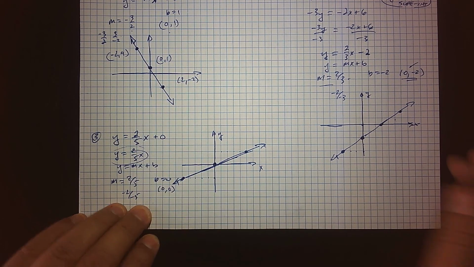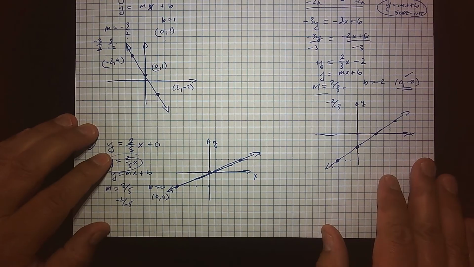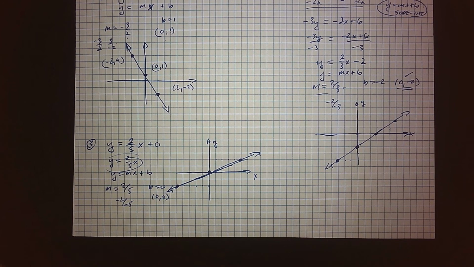So hopefully you're getting familiar with this form. It's a great form to graph with. It gives us exactly what we need: a point and a slope.